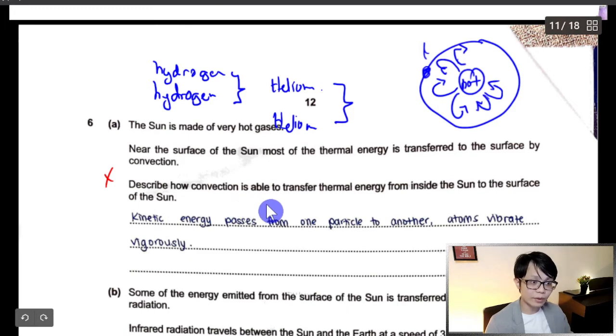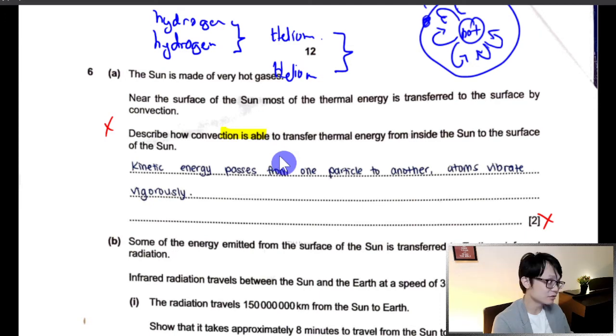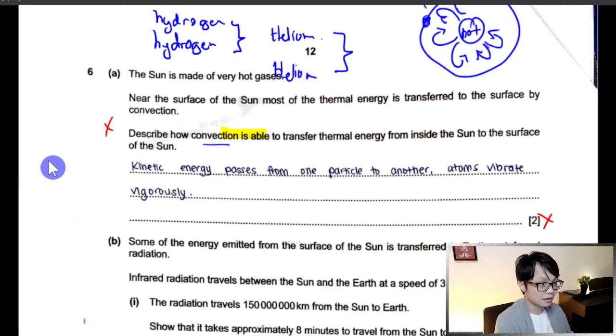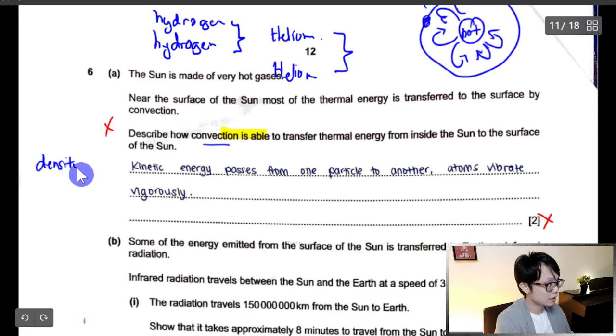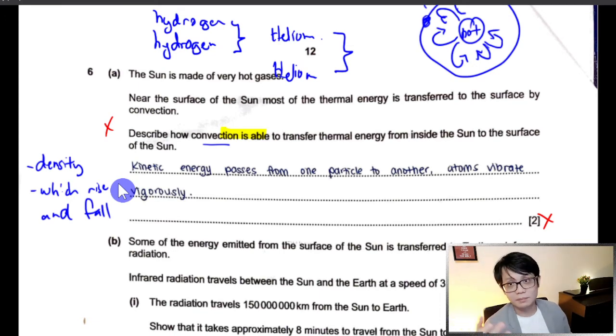So when we describe how convection is happening on the sun, there are a few keywords. One of the keywords is density, because when we talk about convection, we must talk about density. And which rise and fall, right or not? We want to talk about these two things when we talk about convection.